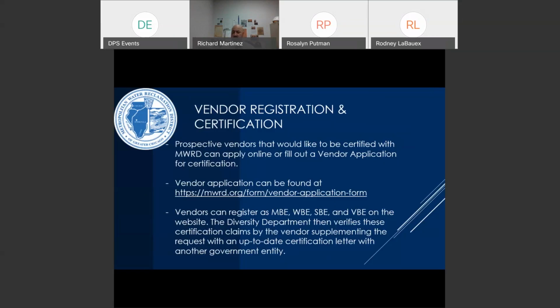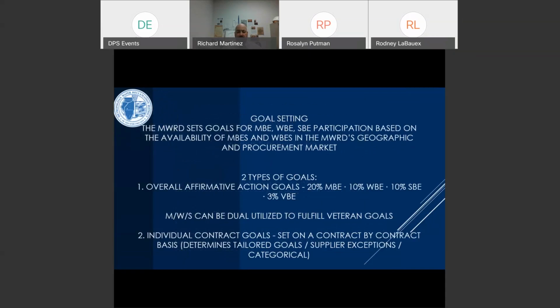There's the 1-year certification that you can get at face value, but once you are listed for the first time as a subcontractor on a district contract, there will be a thorough vetting and verification process. Now, typically our goals are applied to district contracts that are in excess of $100,000.